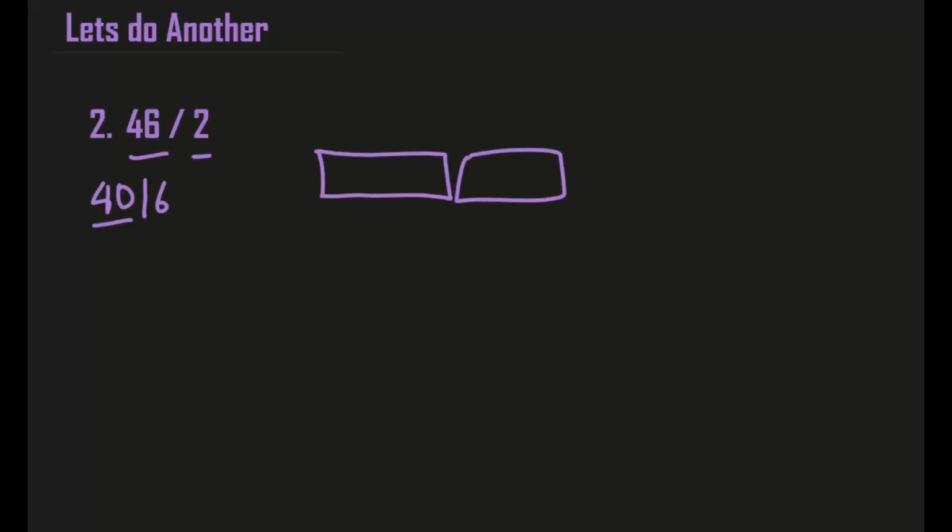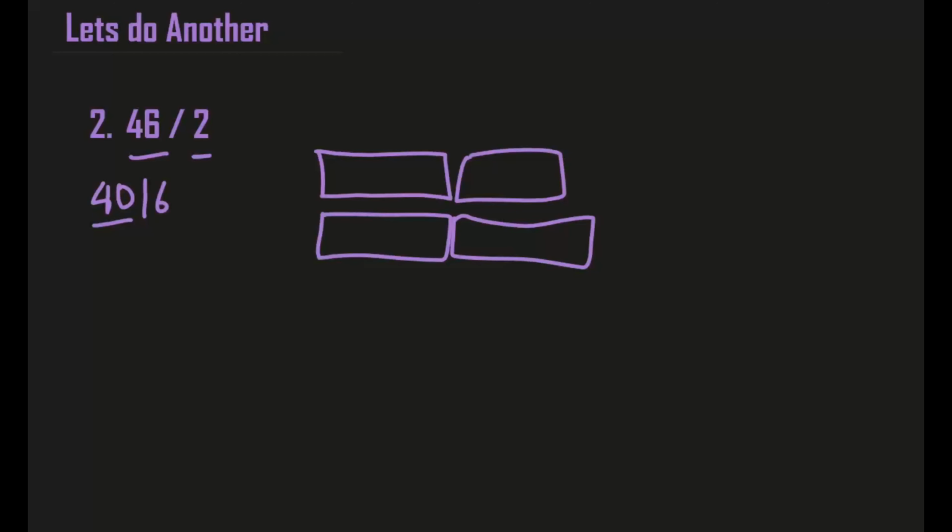Now let's do another one. So here we have 46 divided by 2. So again, we're gonna separate this. So this is gonna be 40, and the other one is gonna be 6. So now we're gonna represent 40 using 4 tens blocks. So we have 1, 2, 3, and 4.